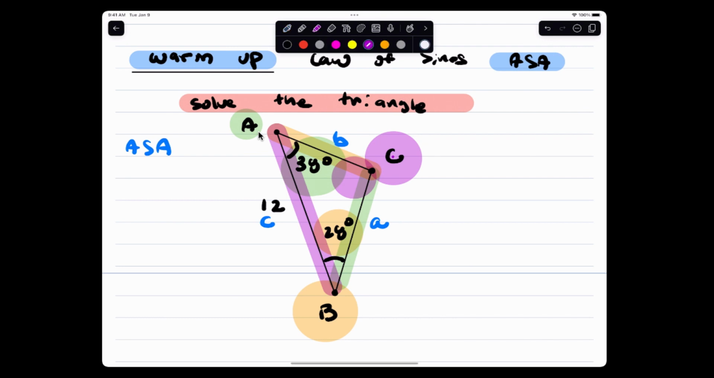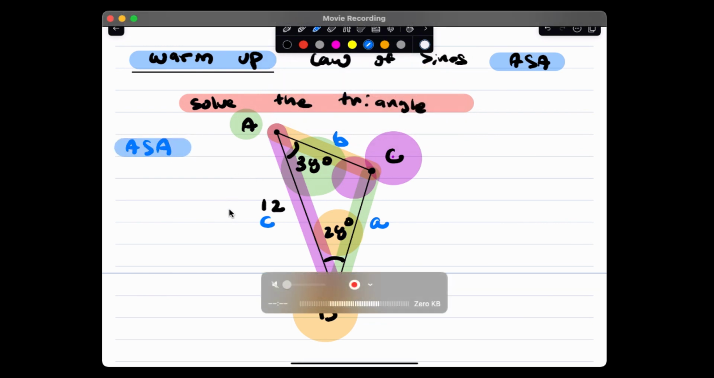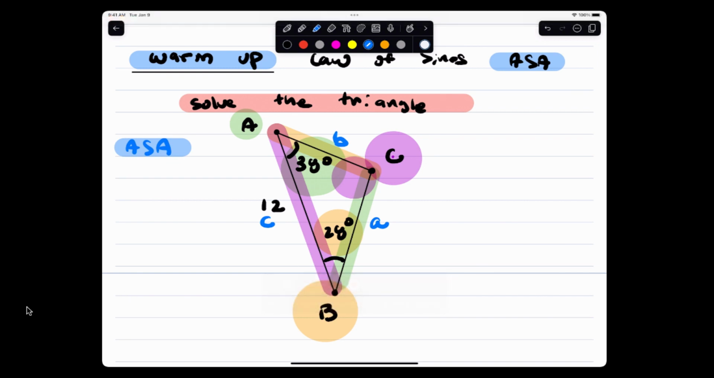So I want to warm up today and have you guys work on this angle side angle and give you guys some time. Approximate the lengths to the nearest what? Tenths. Good, good. Yeah, we want to try it that way.